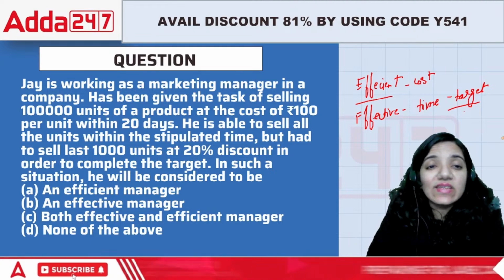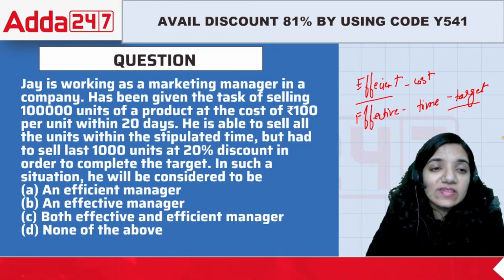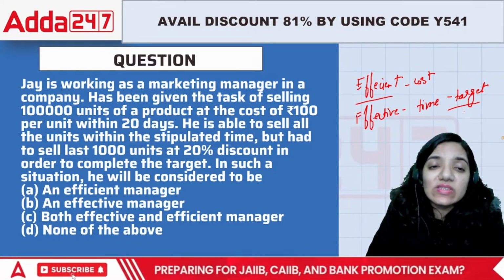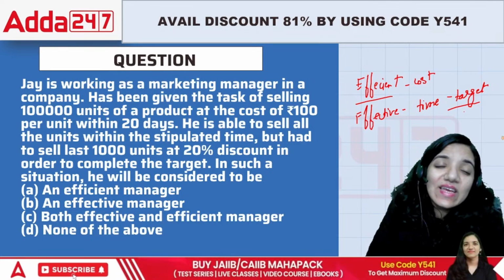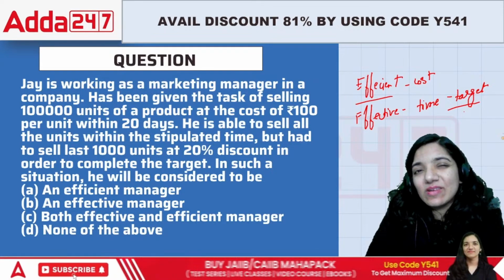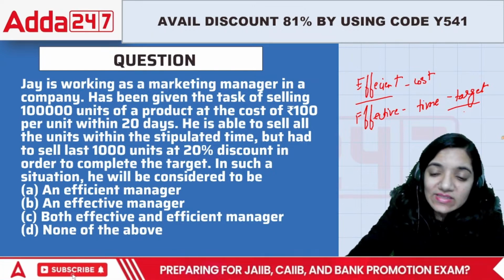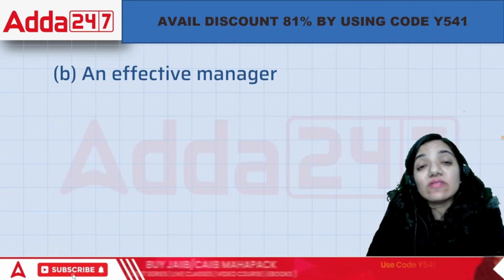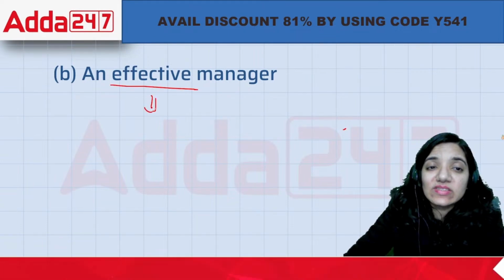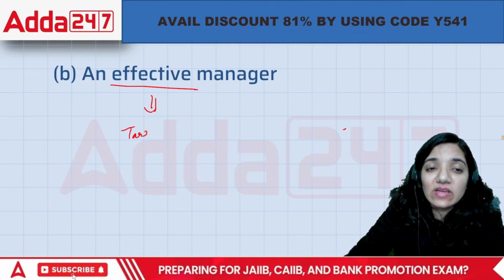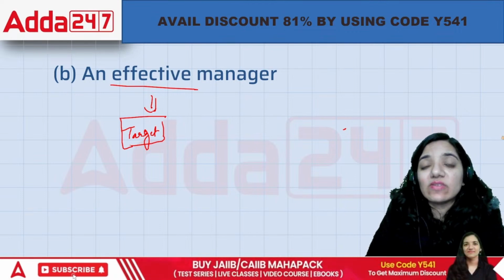So in this case, he had to sell the 1,000 units at a 20% discount in order to complete the target. So basically, he was able to complete the target, but at a cost which was more than that. So in this case, the correct answer is he was effective. He completed his target, but what happened? His targets were definitely complete, but at a higher cost. So that's what we talk about as being effective.